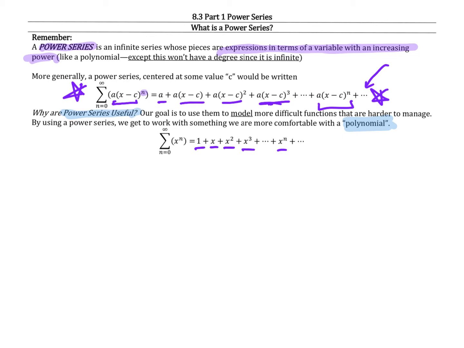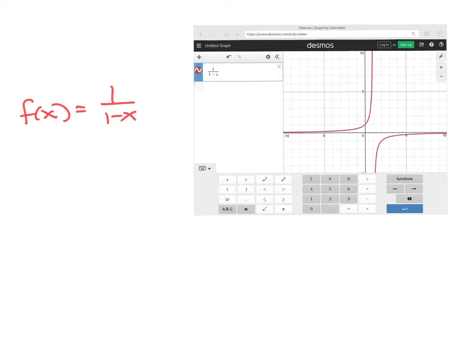So let's actually look at a function that's maybe not so friendly and try to find a way to represent that function using something that we are more comfortable with. So let me see if I can pull up a graph here. Here, graphed to the right, we have the function 1 over 1 minus x. And what we want to do is see if there's a way that we could represent this function as a series, as an infinite series.